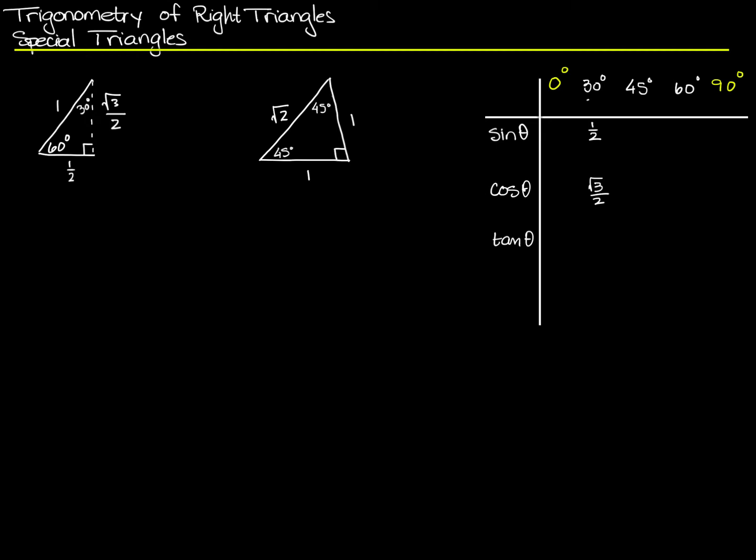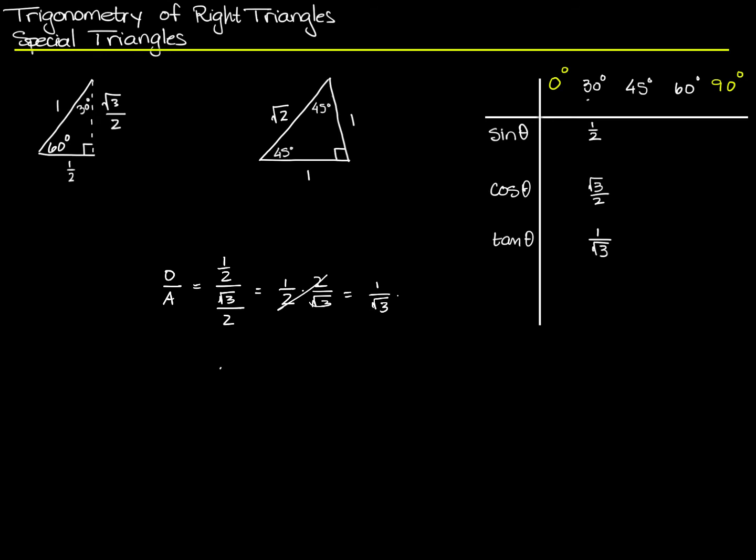All right, tangent for this 30-degree angle, opposite over adjacent, is 1/2 over the square root of 3 over 2. I'm going to do some scratch work on this one first. That simplifies to 1/2 times 2 over the square root of 3, which is 1 over the square root of 3. So the tangent of 30 degrees is 1 over the square root of 3.